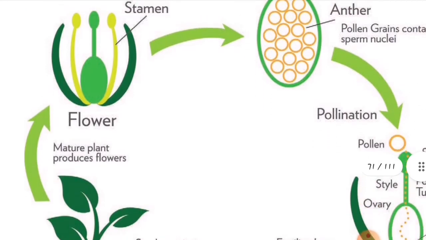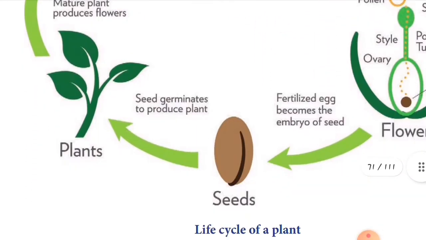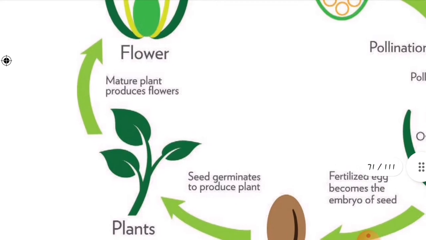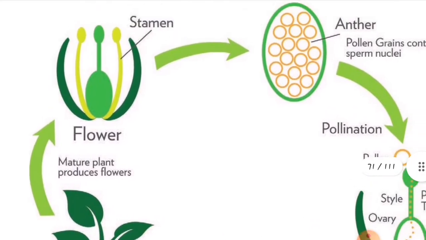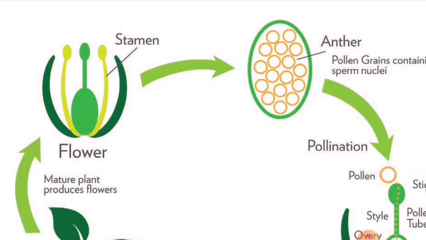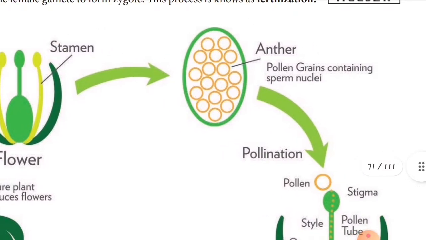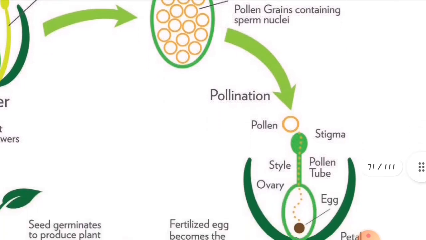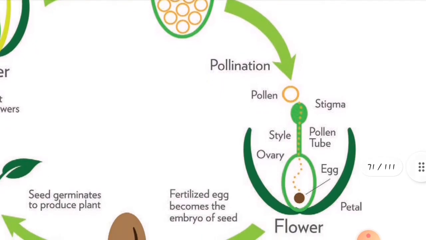See the life cycle of a plant, children. See the seed portion, children. Seed germinates to produce a plant. A mature plant produces flowers, and the stem also develops. And see here, children, the anther. See the yellow color circle: pollen grains containing the sperm nuclei. And here pollination takes place in the flower. The pollen grains reach the stigma.